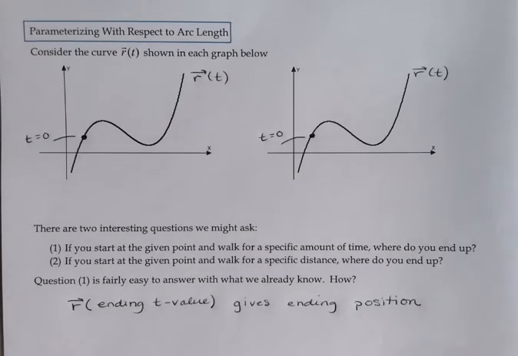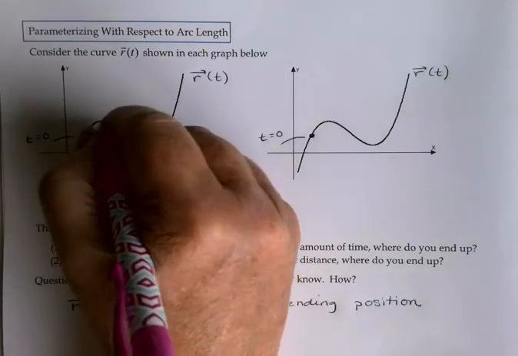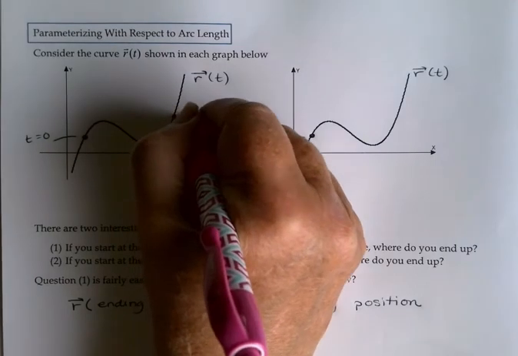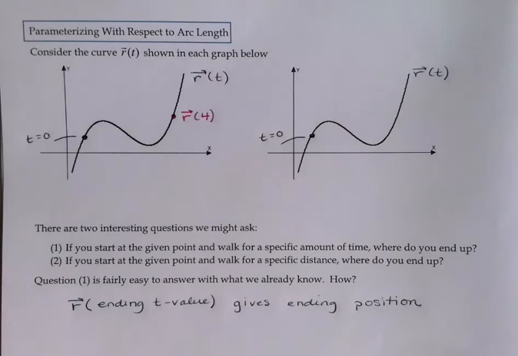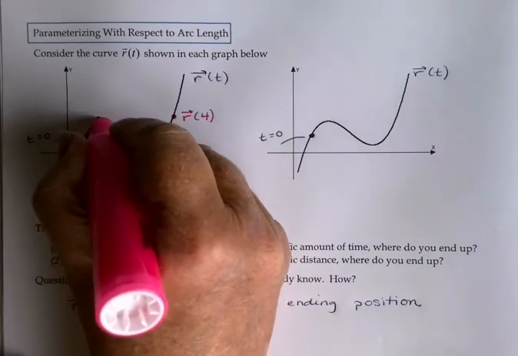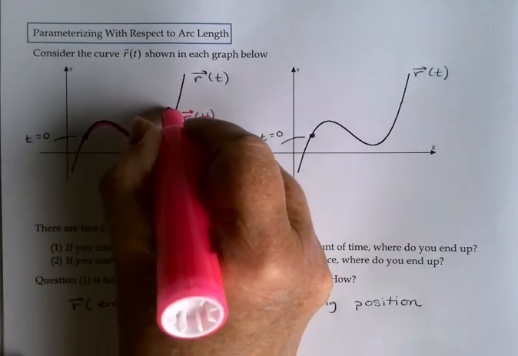If I said where are you going to end up if you walk for 4 seconds, you would simply say, okay, what's r of 4? And we'd know that we walked along this path and that we ended up at that location.